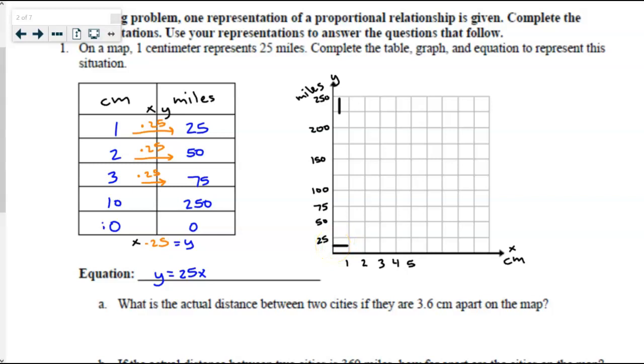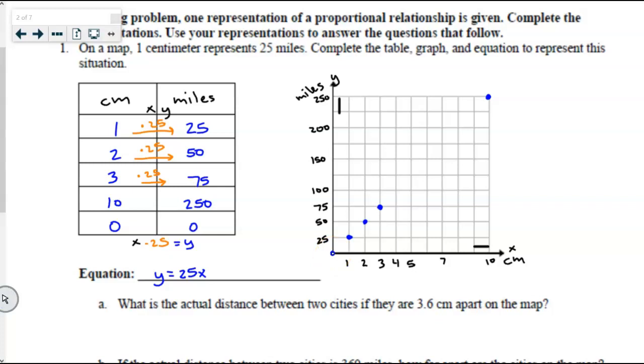Similarly, there's that 1, 2, 3, 4, 5, 6, 7. So even though I skipped 6, I still represented it just by skipping the count. 8, 9, and 10. And now I can plot my points. And I see for this first one I'm going to go over 1 up 25. The next one is over 2 up 50. Over 3 up 75. Over 10 up 250. And the last point that I need to put on there is that point 0, 0. Over 0 and up 0.